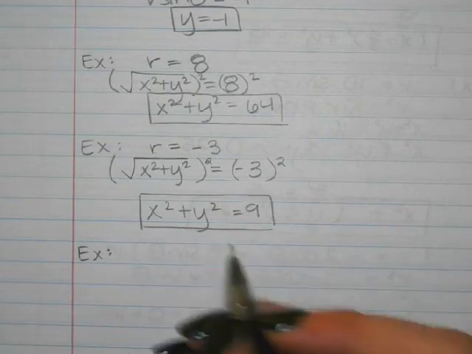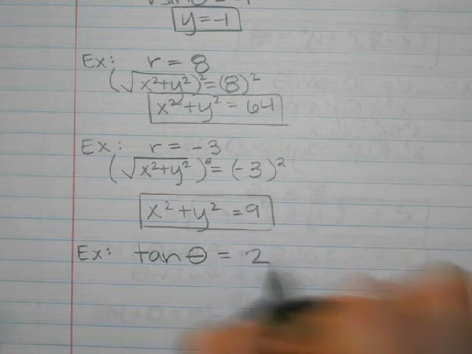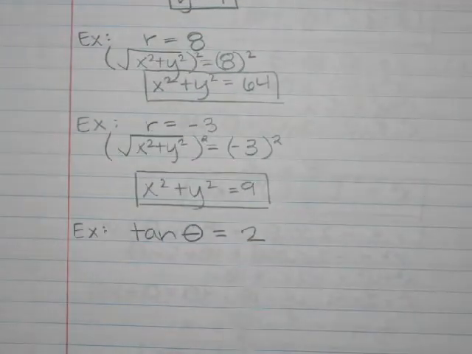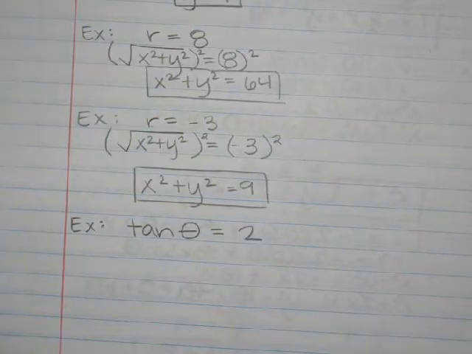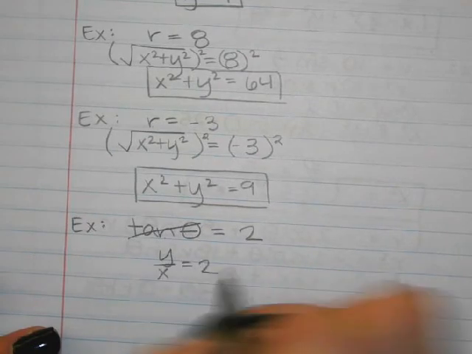Okay, let's try another one. We're going to say tan theta equals 2. This one is halfway in polar form, but not quite all the way in polar form. Most of the problems in polar form would not say tan theta equals 2; they would say theta equals something. So this is like somebody put it in polar form, but did a bad job. Do we remember what tan theta equals, though? It equals y over x. So I'm going to replace tan theta with y over x, so I have y over x equals 2.